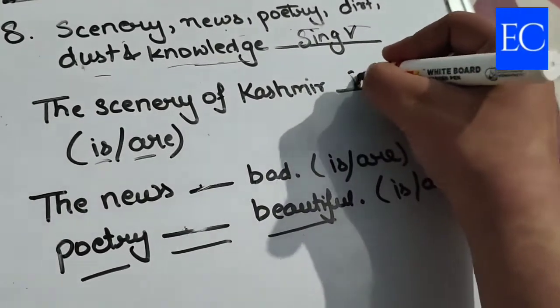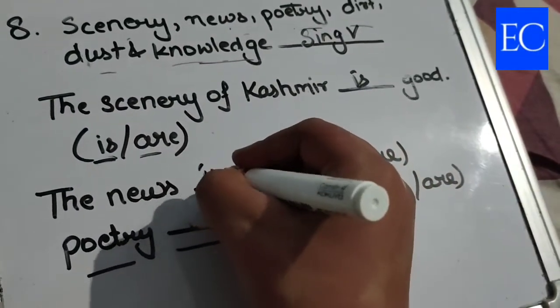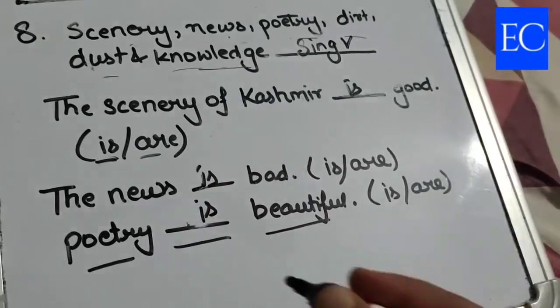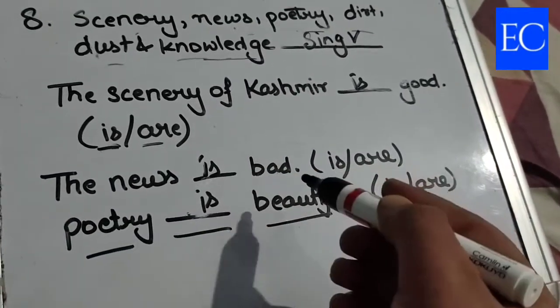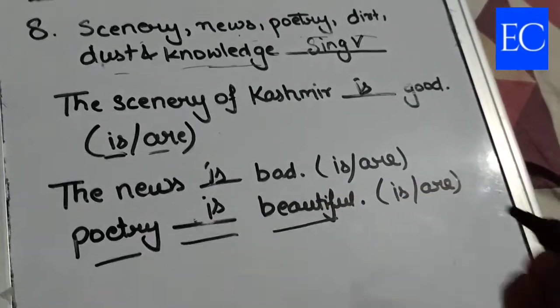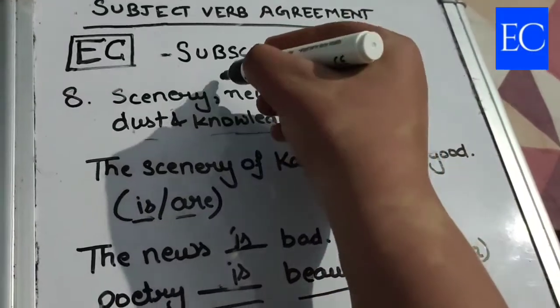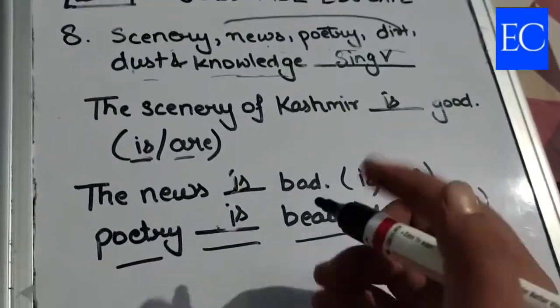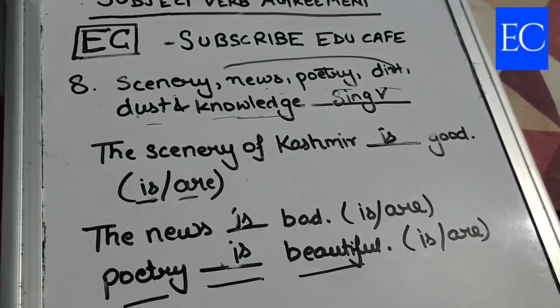So this will be "is" because it is singular, and this will be "is", and this will also be "is". The scenery of Kashmir is good, the news is bad, poetry is beautiful. These are the sentences and these are the examples. These words always take a singular verb. This was the 8th rule of subject verb agreement.